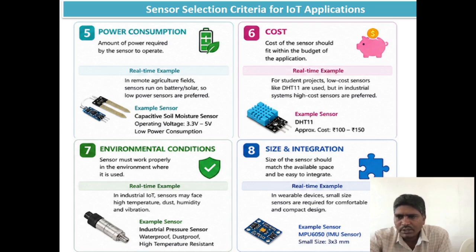And the seventh one is environmental conditions. The sensors must work properly in the environment where they are used. In industrial IoT systems, the sensor may be exposed to high temperature, dust, and moisture. So we need strong and durable sensors. And the last one is size and integration. This refers to how easily the sensor fits into the system. In wearable devices like smartwatches, sensors must be very small and compact. So sensor size depends on design requirements.